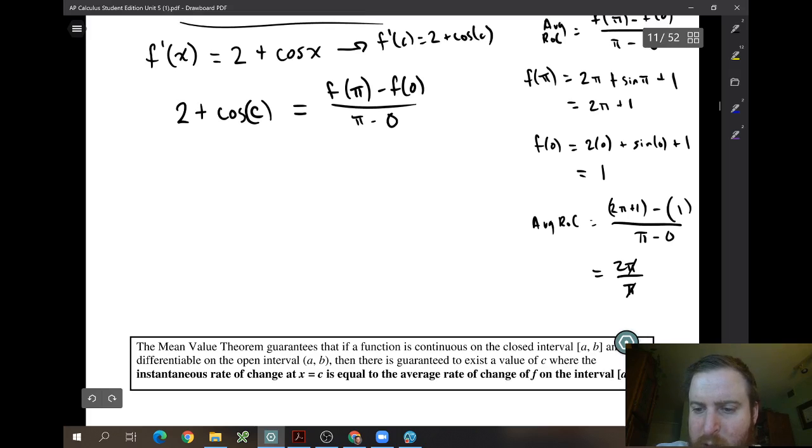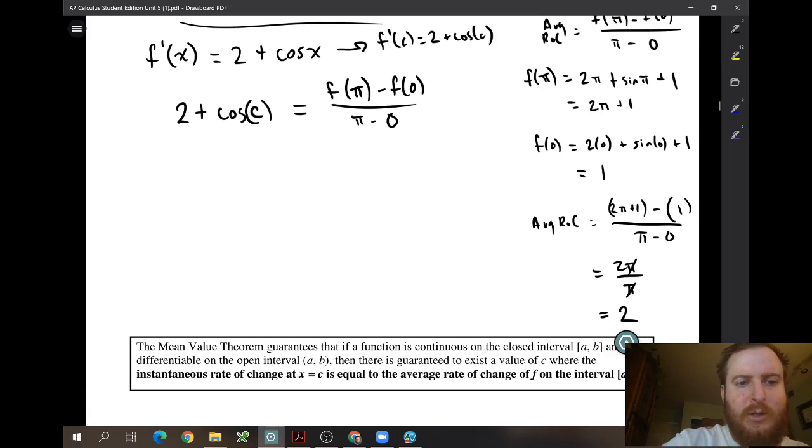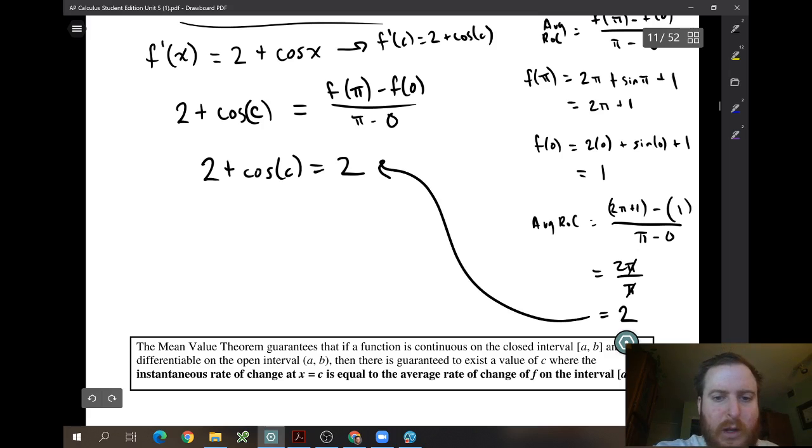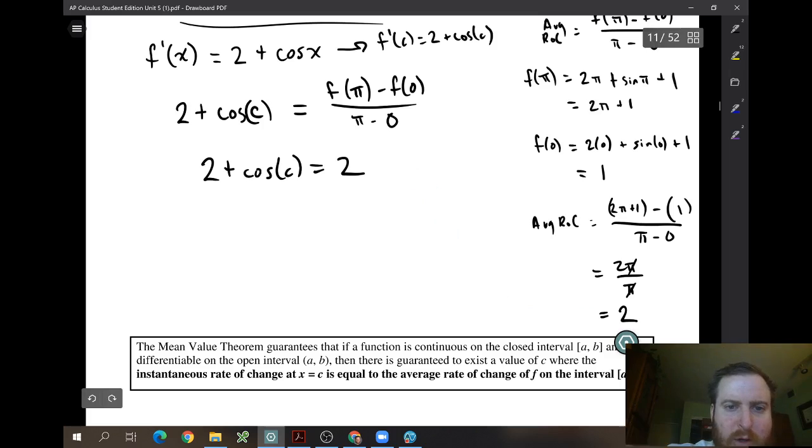The pi's cancel, and so we just get 2. And so then what they're able to do is just say, okay, 2 plus cosine of c equals 2, right? They just take that and put it in. You can do it that way, or if you did it all in one line, you just continued this work down and kept rewriting 2 plus cosine of c on the left side, you can do that also. So either way works, just make sure you don't get lost.